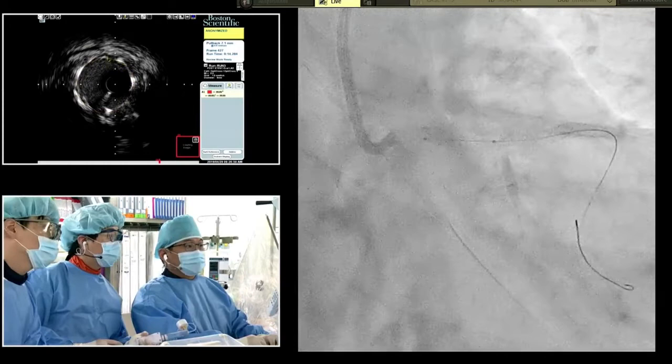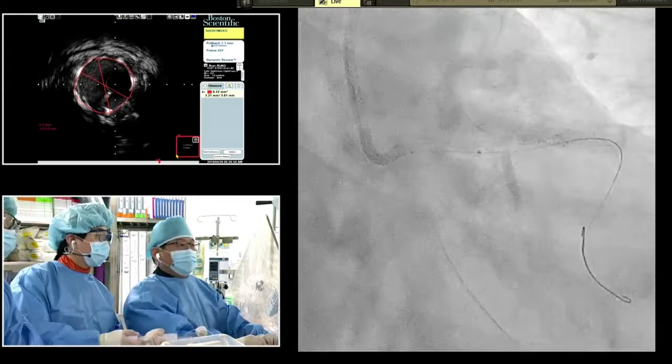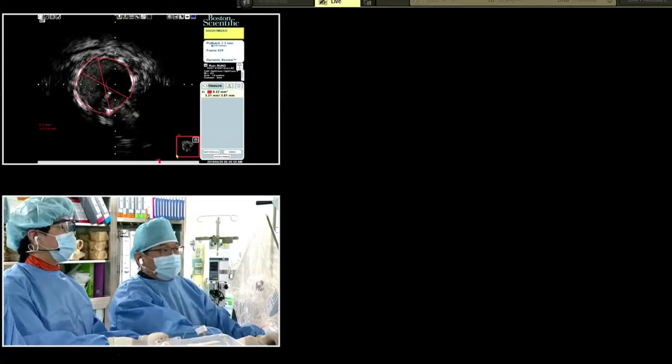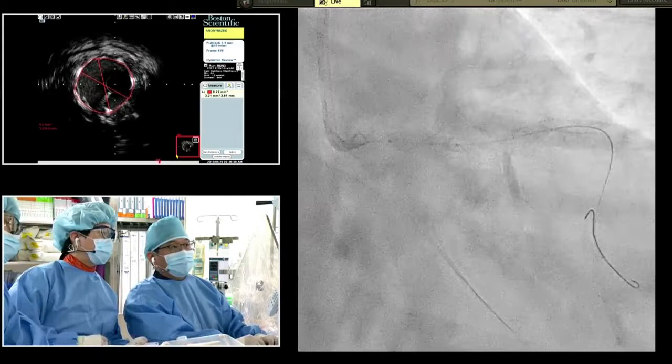Okay, here. Long. 14, 16, 18. Left main is more than 4. 20. Depletion. Can you see the minimal stent area at the distal left main?